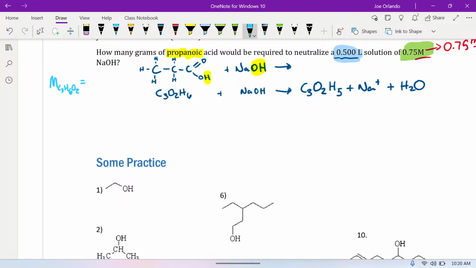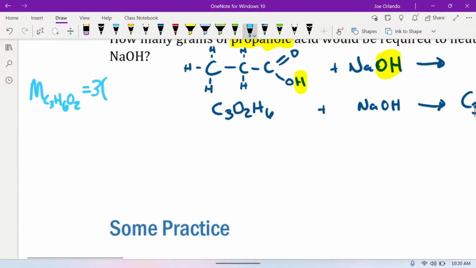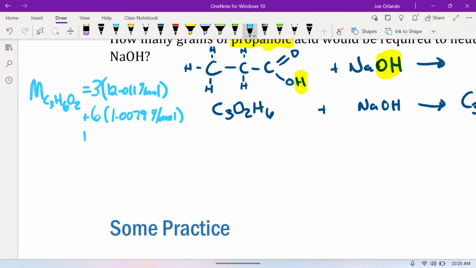Well, what's it made of? 3 carbons. How much does each carbon weigh? 12.011 grams per mole, right? And then we're going to add to that how many hydrogens? 6. And what do they weigh each? 1.008. Yeah, good. And then we're adding to that what? Oxygen, 2. And they weigh what? 15.9994?